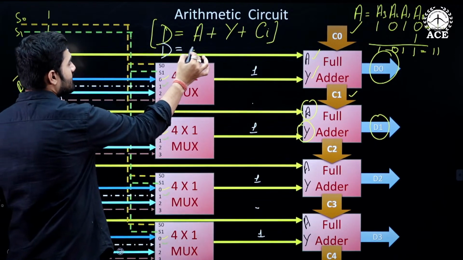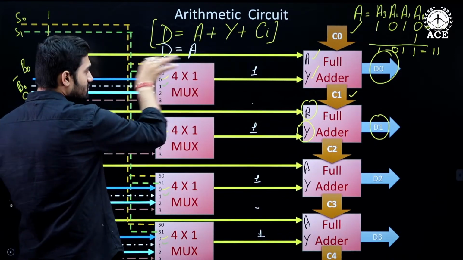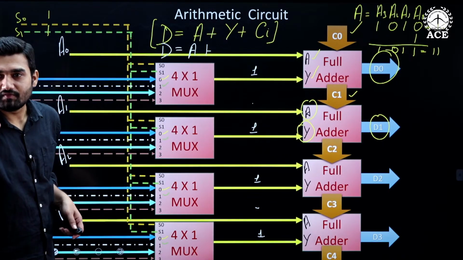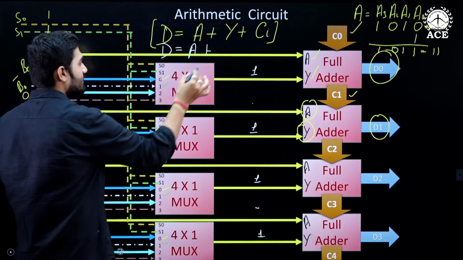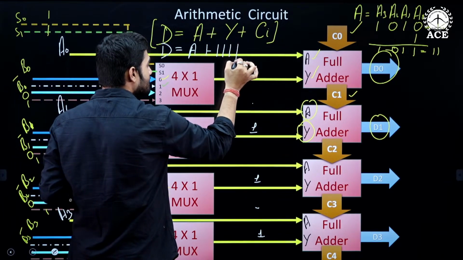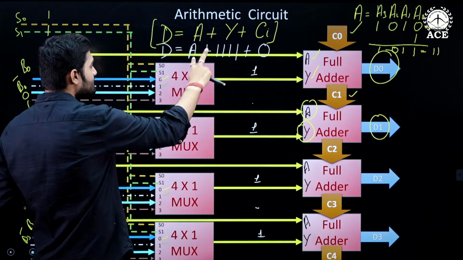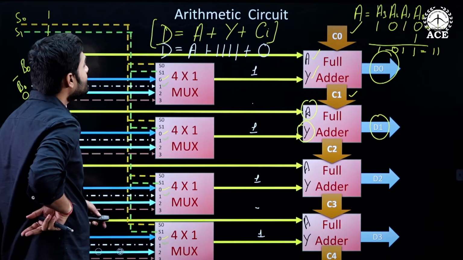Now can you help me? A is A only. Always A is A because there is no change. What is Y? Y is 1 1 1 1. What is C in? C in I am writing in the first case 0. Now what is this here? Can you tell me what this is?